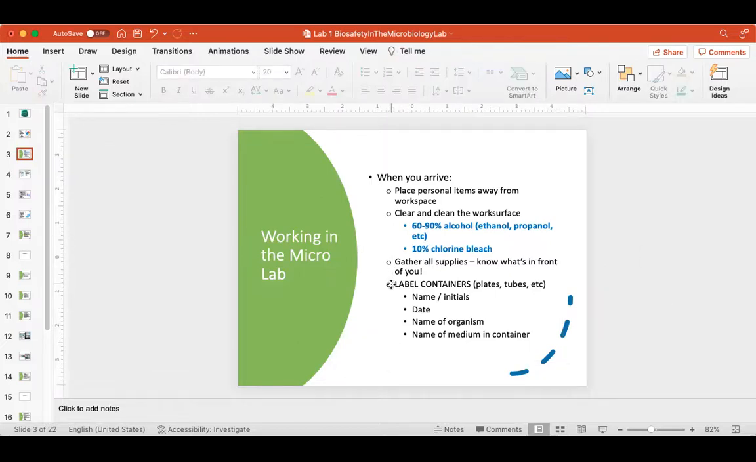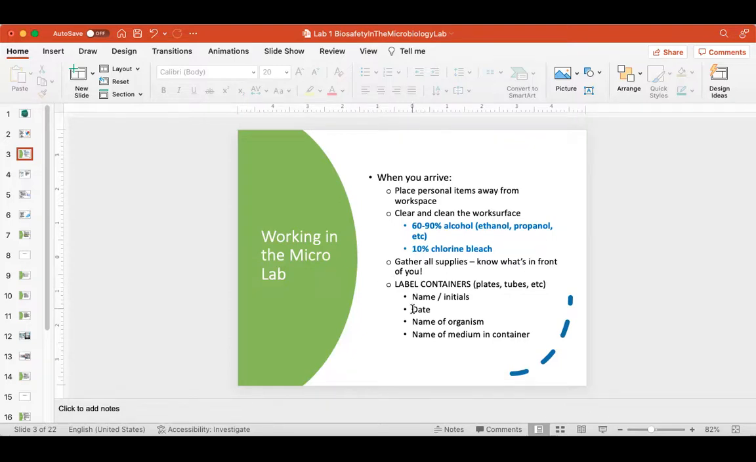And that leads us to the next thing, which is everything has to be labeled and labeled thoroughly. This includes all of the chemical containers that we're using, any of the cultures that we're handling. And by culture, I mean a container that is used to purposefully grow microbes in it. Any slides that we're preparing for the microscope, anything that we are handling has to be labeled.